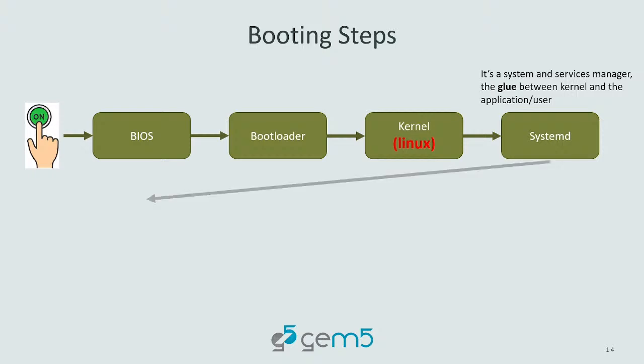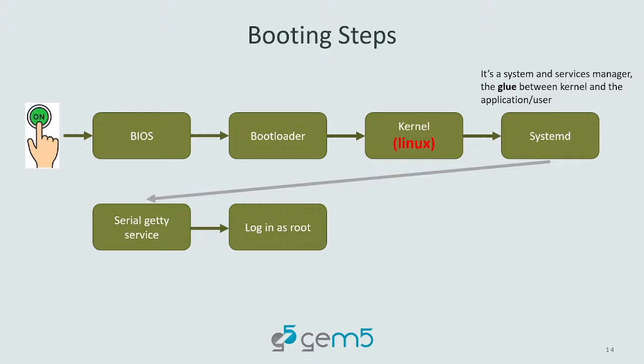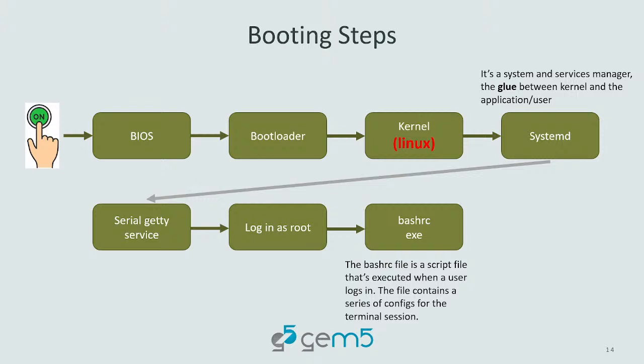It helps the user to log in as root through another program, which is called the Serial Getty service, or getty service. After the root has been logged in, another program is executed, which is the bashrc executable. This is, again, a script file that is executed automatically when a user has logged in. It contains a bunch of configuration for a terminal session that gives control to the user once the system is booted up. Once we reach this step, we can say that the system is fully booted.